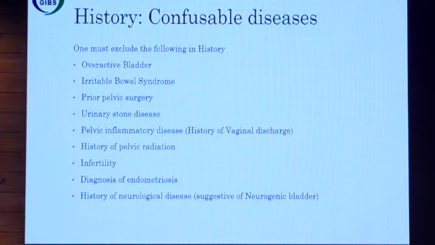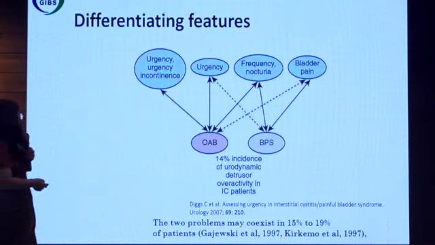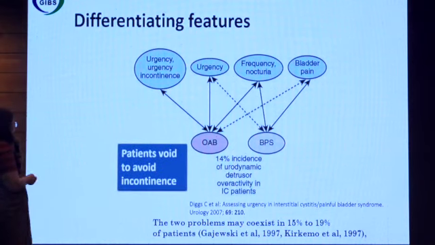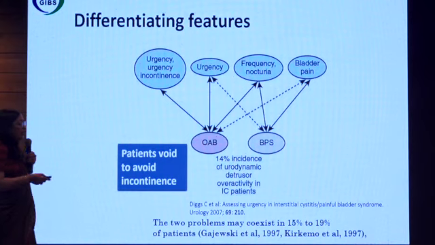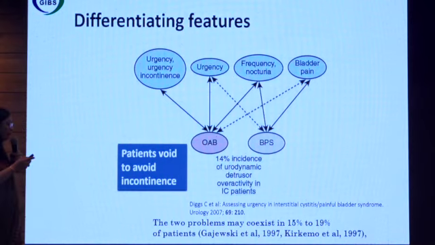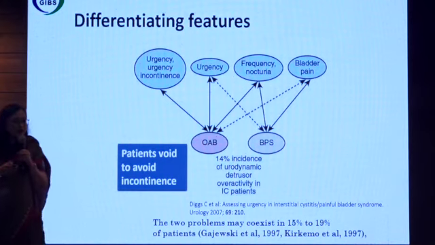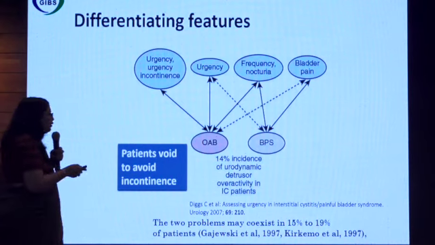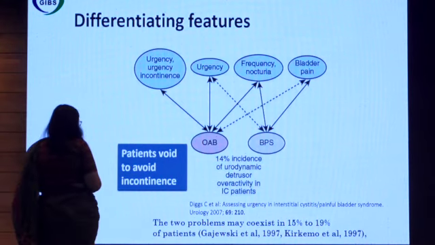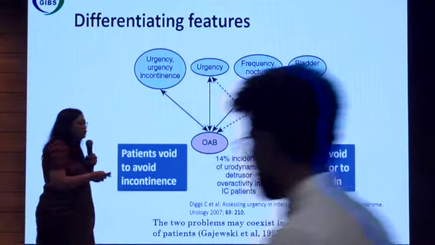You can find the literature everywhere, but I need to point out some particular diseases which are important to differentiate, like overactive bladder. How to differentiate between that? In overactive bladder, the patient will void to avoid incontinence. She will give a history of fear of leakage if she is not voiding in time. But with this, there is no fear of leakage.